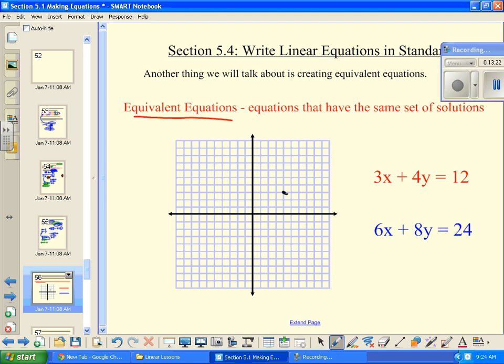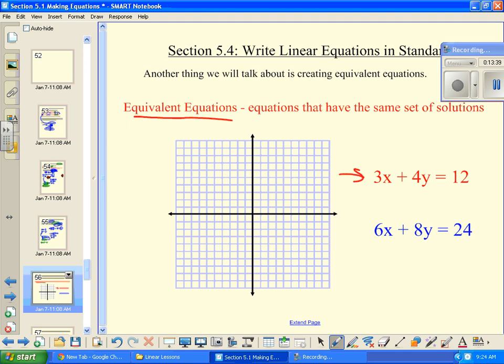So if I'm saying that all the points for this equation are the same as all the points for this equation, if I graph them also, they should have the exact same graph. So let's try that with these two equations. I'll tell you right now they are equivalent. But let's try graphing this red one and this blue one and see what I get for the graphs.